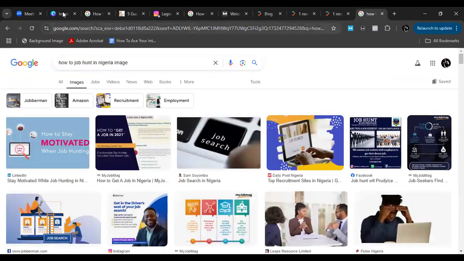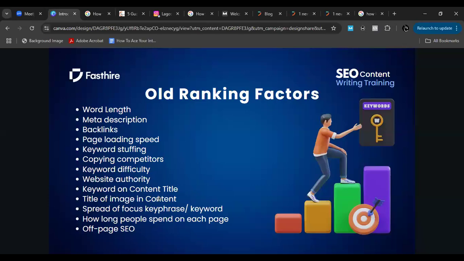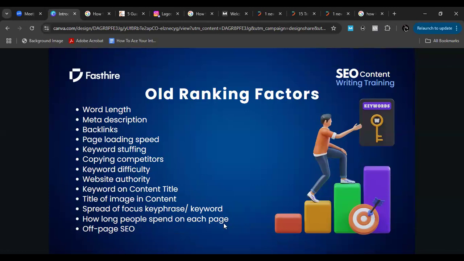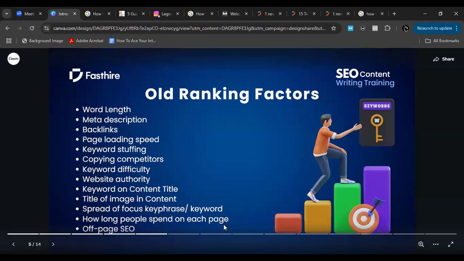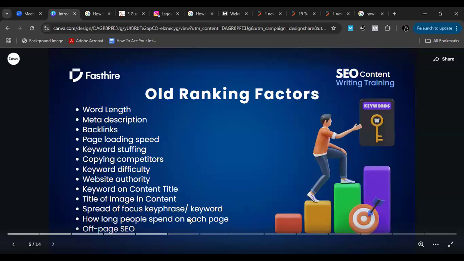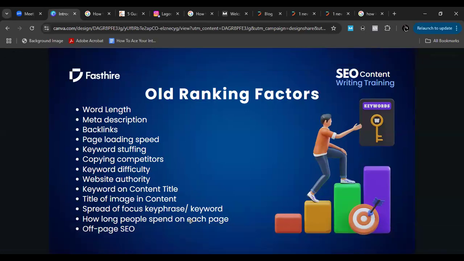Okay. All right. So that's title of image in content, spread of focus keyword. I think I've already touched on that. Then how long people spend on your page. This one is even more important today, and your ability to do this is part of the things that will make you a great SEO or not. Teaching you this one for free is another freebie I'm just doing, because it's part of the things that, what will I say?